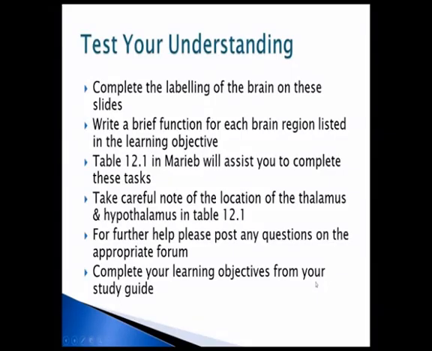So to test your understanding of this objective, take the time to complete the various labelling of the brain activities on the worksheet notes, and jot down a brief function for each brain region you are listing in the learning objective. Table 12.1 in your textbook will help you to complete these tasks. For further help, post any questions onto the appropriate forum, and as always, consult your study guide to make sure that you can complete the learning objectives for this topic.